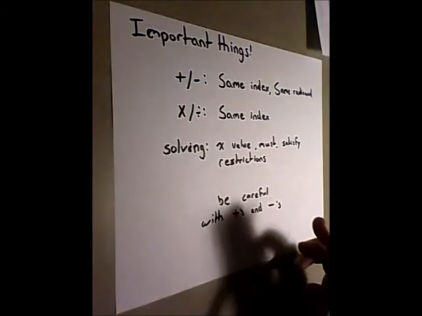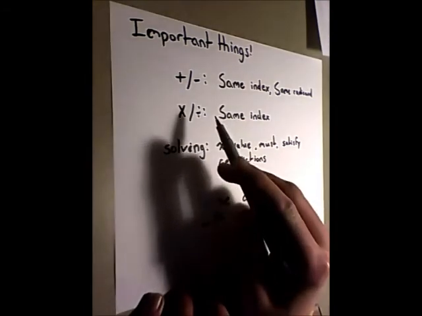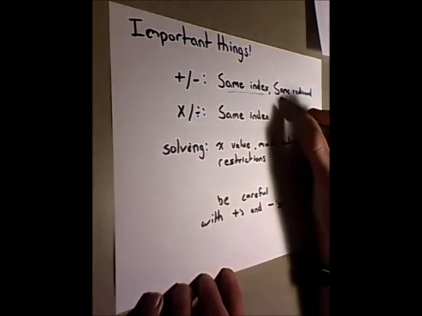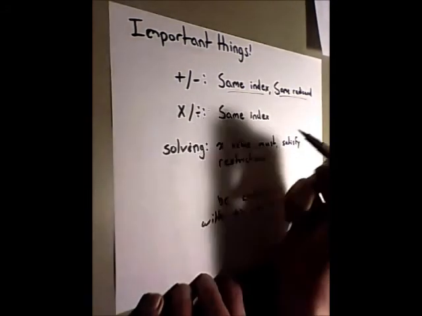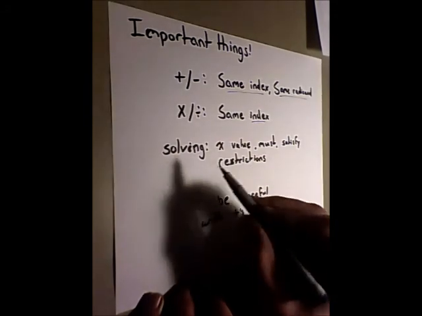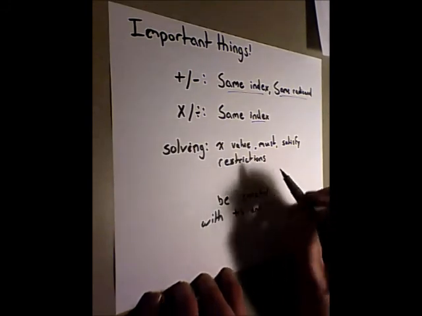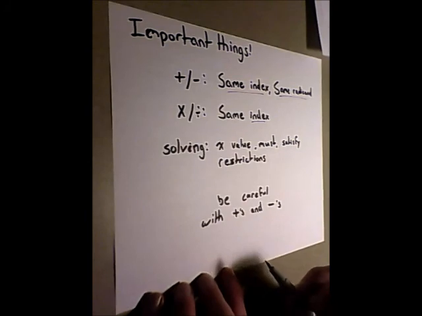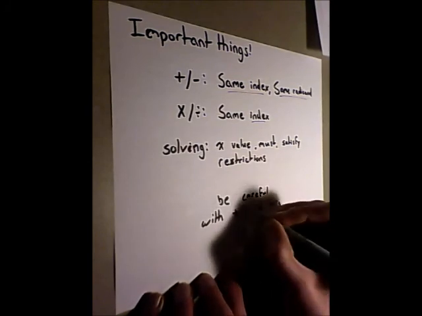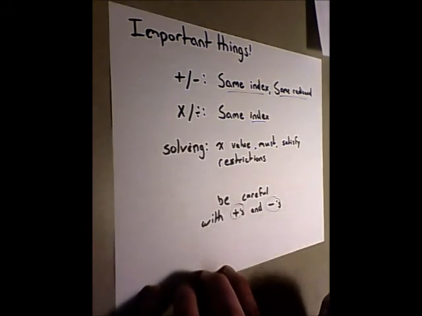So that is everything for Chapter 5. Just some important things to remember: when you're adding and subtracting, they need to have the same index and the same radicand. But when you're multiplying and dividing, they only need the same index. They do not need the same radicand. When you're solving for x, you need to make sure that the x value is not an extraneous root, so it must satisfy the restrictions. And make sure that you pay attention with positives and negatives, because they will trick you. You just need to take your time and work yourself through it.